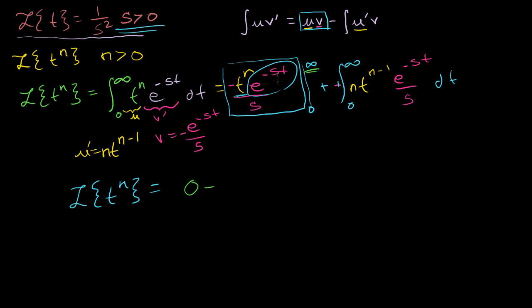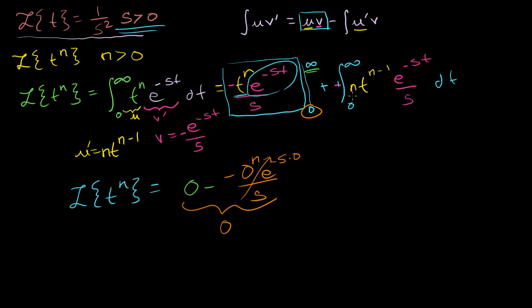And then you're going to subtract this evaluated at 0. When evaluated at 0, it is just minus 0 to the n times e to the minus s times 0 over s. Well, this becomes 0 as well. So this whole term evaluated from 0 to infinity is all 0, which is a nice, convenient thing for us. And then we're going to have this next term right there.